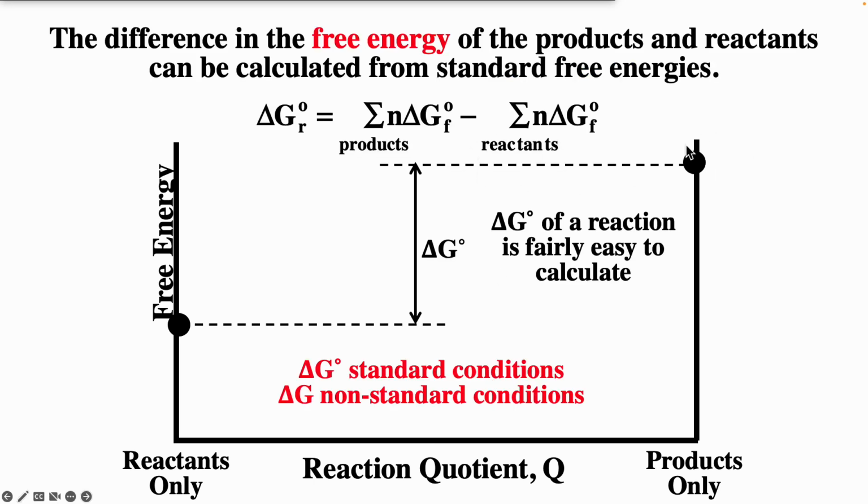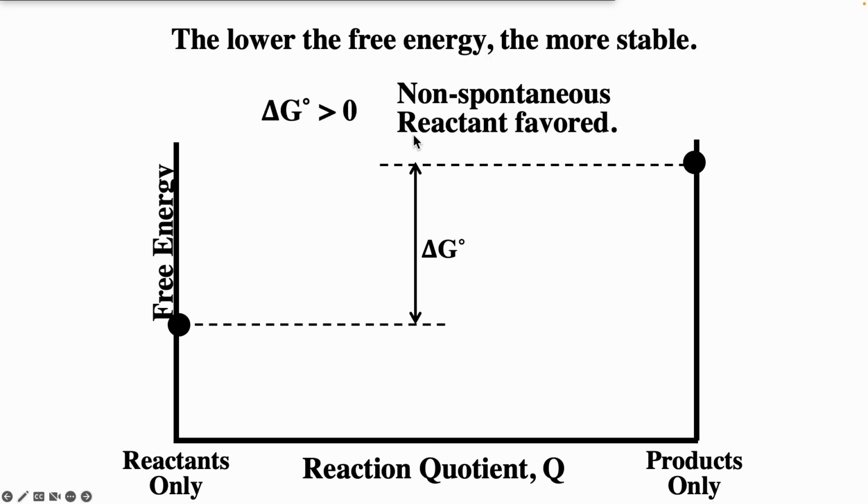And so here, the products have higher potential energy than reactants, so the products are less stable. And so our delta G is actually going to be positive, because again, products minus reactants. And so that would correspond to a positive delta G, which would be a negative delta S of the universe. And so that would be a non-spontaneous process. And at equilibrium, we'll have mostly reactants.